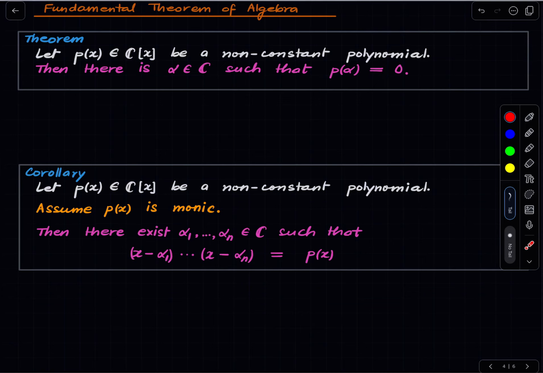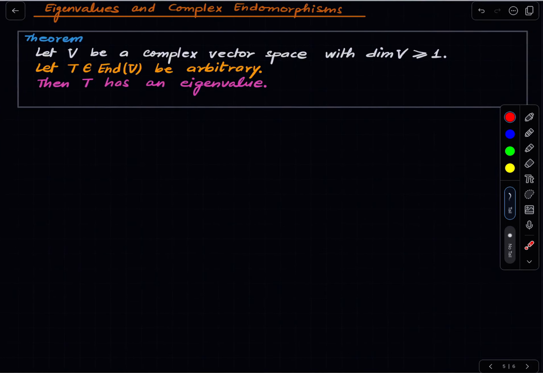Okay, so now we get to the main point of this lecture. We want to show that if V is a complex vector space with a dimension at least 1, and of course we are only dealing with finite dimensional vector spaces, then any endomorphism T on V has an eigenvalue. Of course, we don't want to talk about 0-dimensional vector spaces, they are trivial. So any endomorphism on a complex vector space of dimension at least 1 has an eigenvalue. This is a very interesting statement and non-obvious. Let's start proving it.